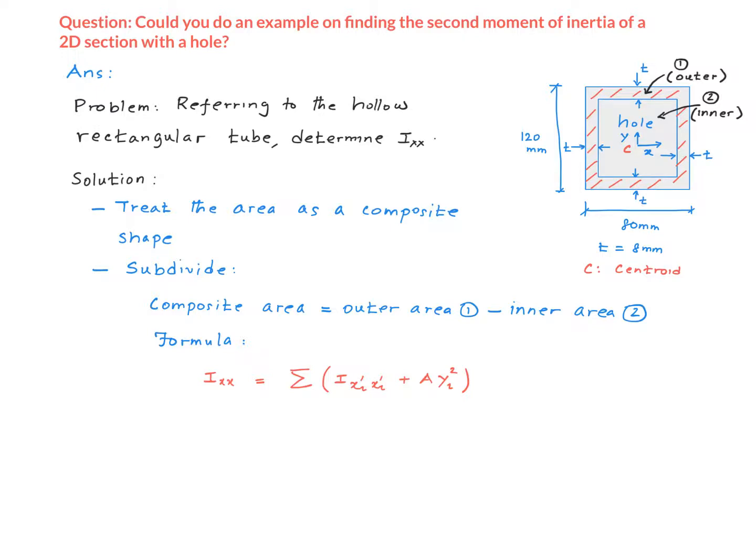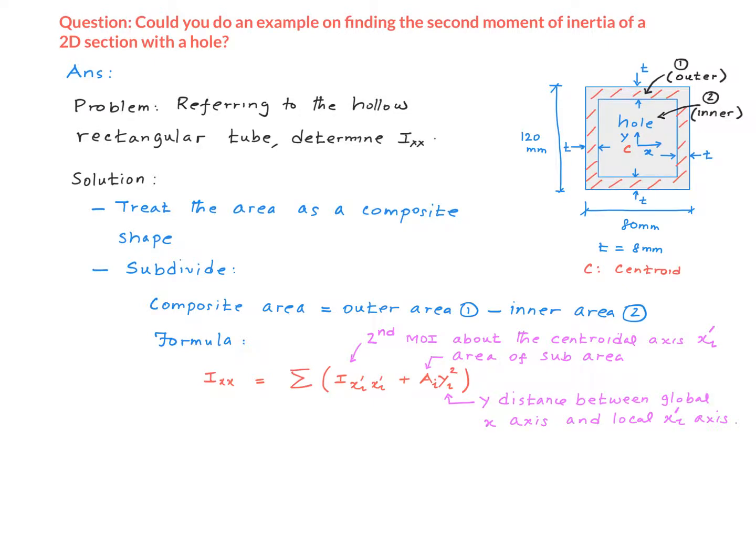Remember, the first step in this methodology is to develop a subdividing scheme, right? Our scheme here is fairly simple. We will take the area representing the solid part as the composite area, and that part is obtained by subtracting the hole from the outer area.